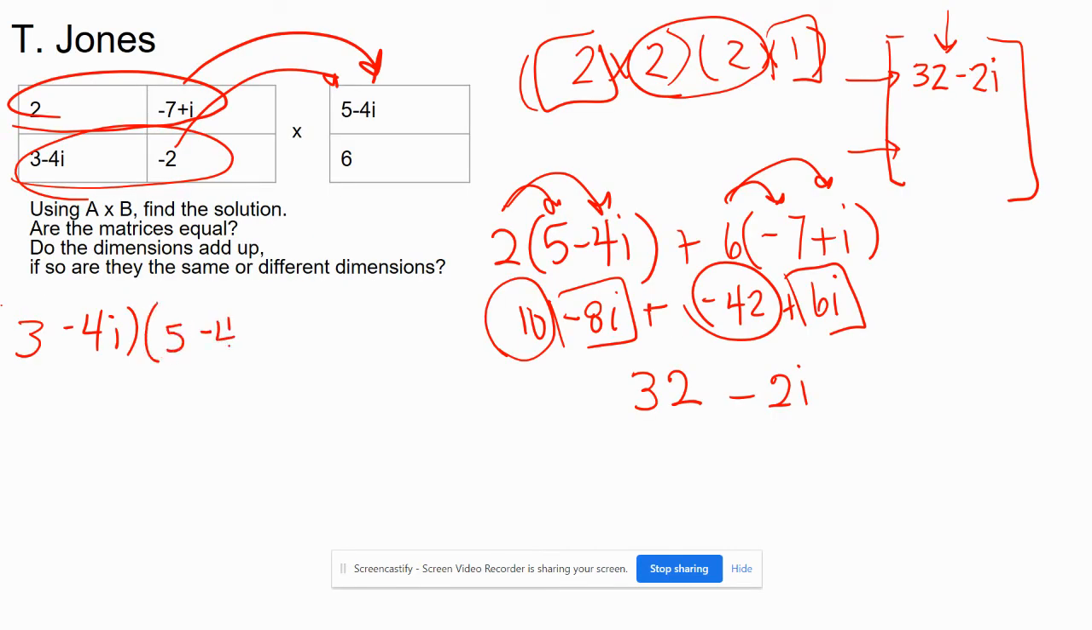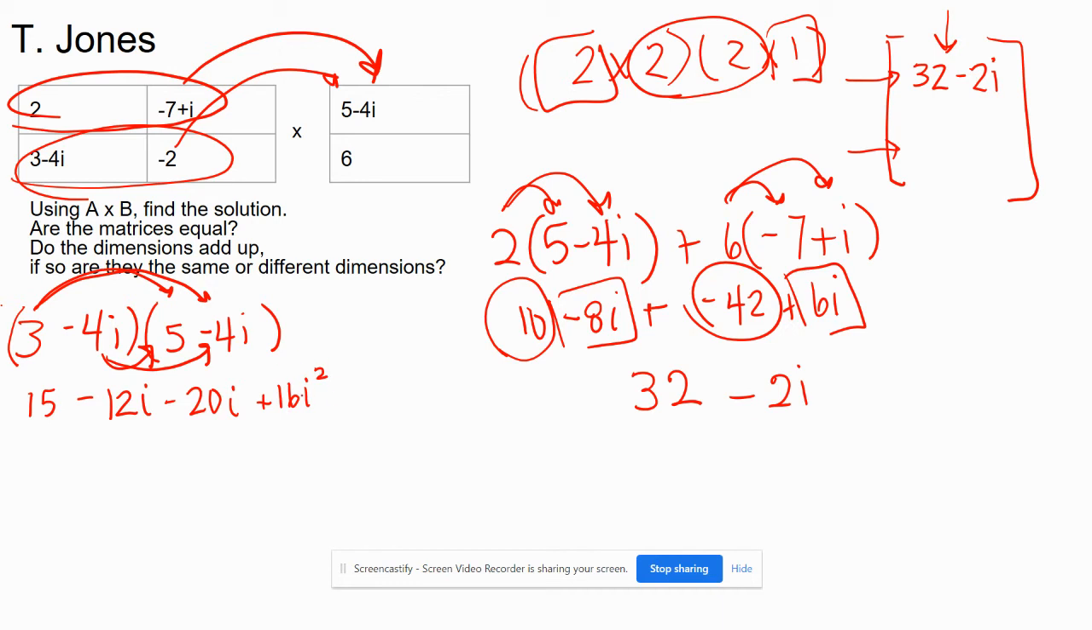Times 5 minus 4i as well. Now, you can box, foil, however you want to do this. I'm going to foil. So 3 times 5 is going to give me 15. 3 times a negative 4i is going to give me a negative 12i. Negative 4i times 5 is a negative 20i. Negative 4i times a negative 4i is going to give you a positive 16i squared.